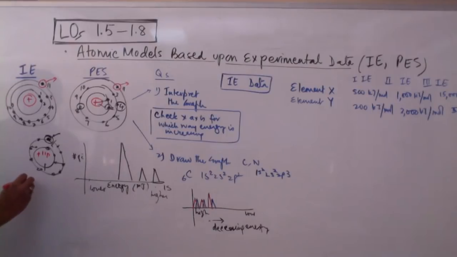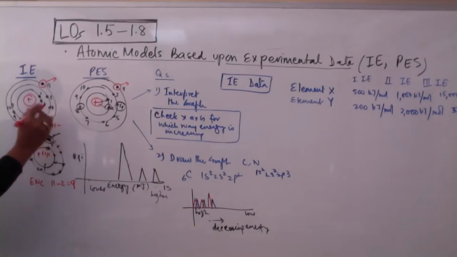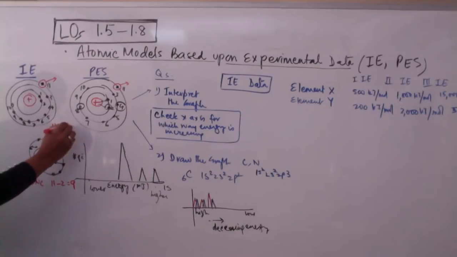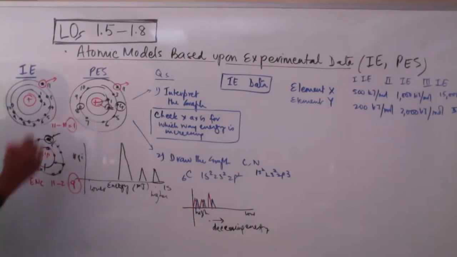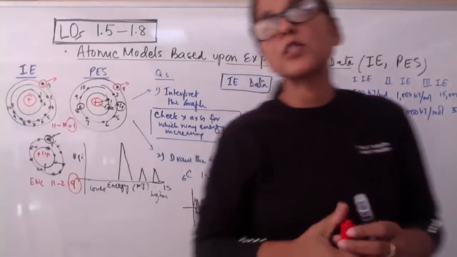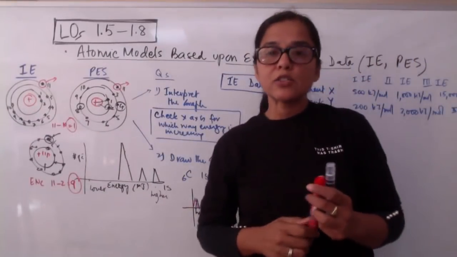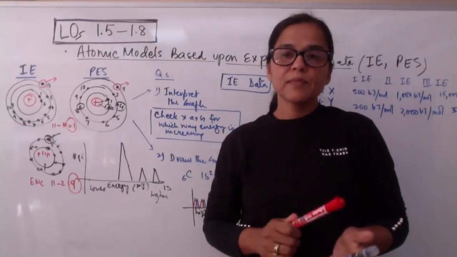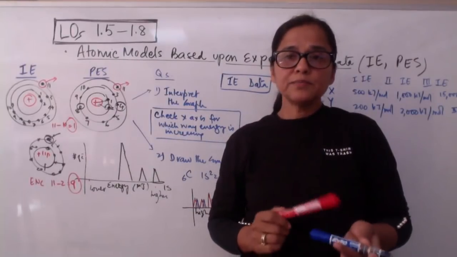So the effective nuclear charge in this case is 11 minus 2, 9. Here, the effective nuclear charge was 11 minus 10, just 1. You have significantly increased the effective nuclear charge, which totally outweighs the effect of decreased electron-electron repulsion. Is that clear, Stephen?